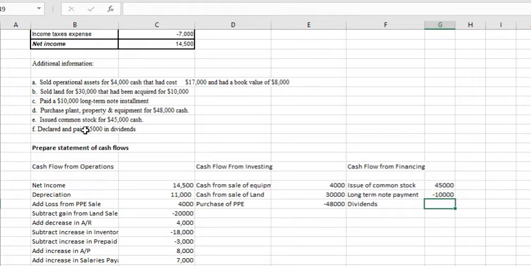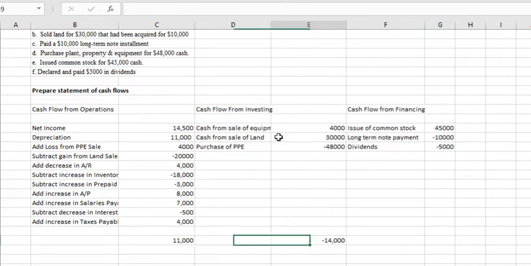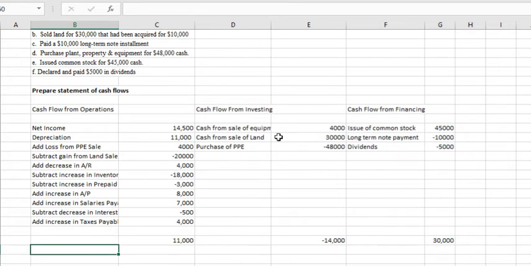There are also dividends. They pay $5,000 in dividends, and we need to record that as such. And then we are going to take the total. Cash flow from financing is $30,000, so a positive means a total cash inflow.